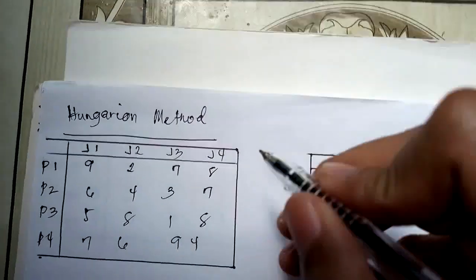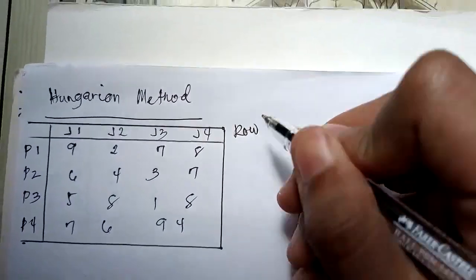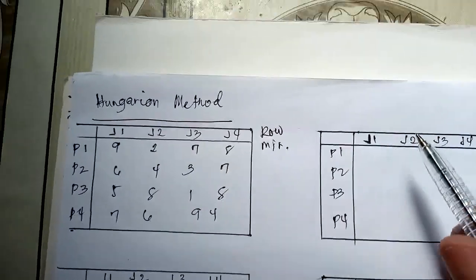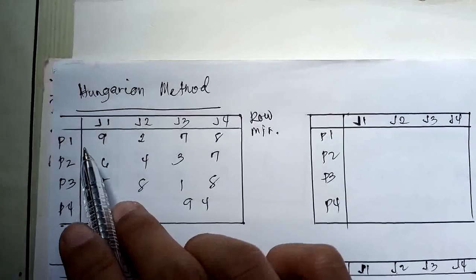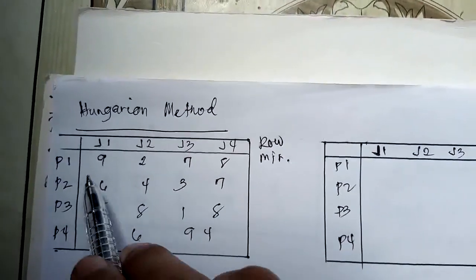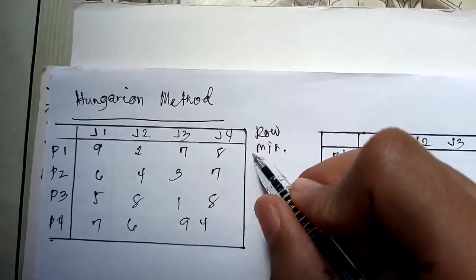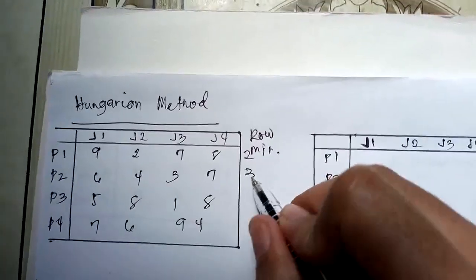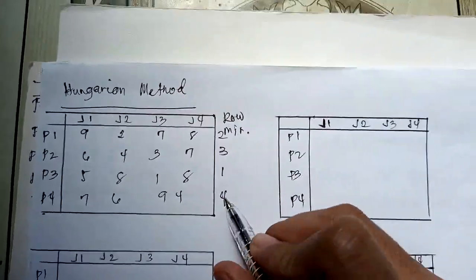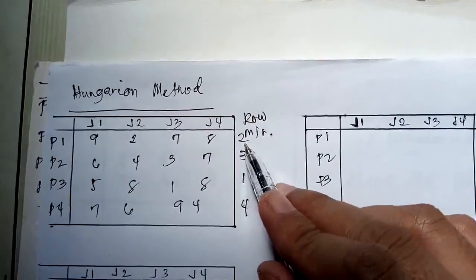So first, we have to find the row minimum. Okay, so let's start. All we have to do here in each row is find the minimal number. So in each row, we have 2, here we have 3, we have 1, and we have 4. Then we have to subtract from each row its minimal number.